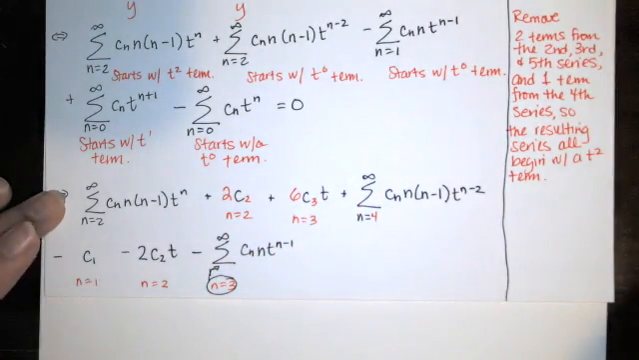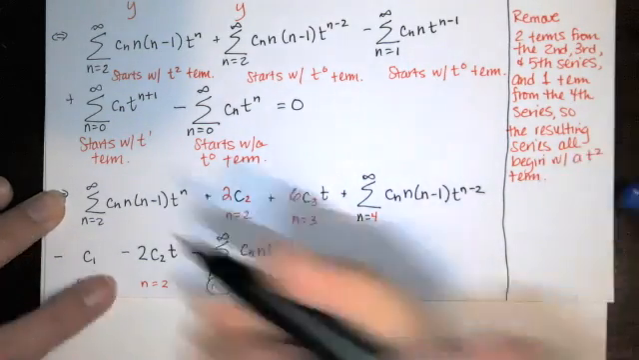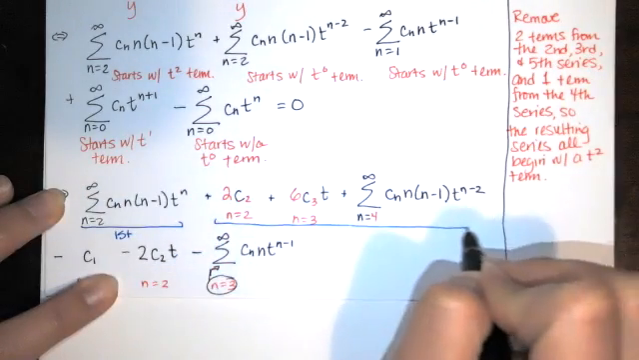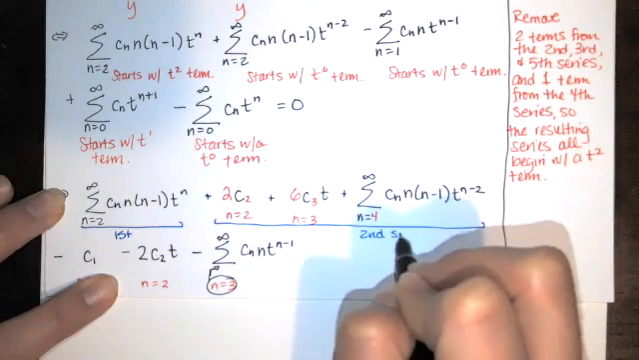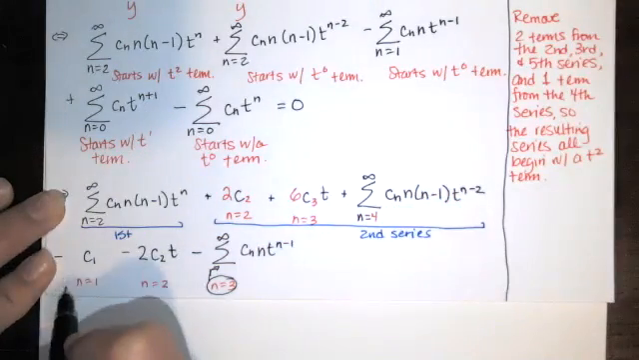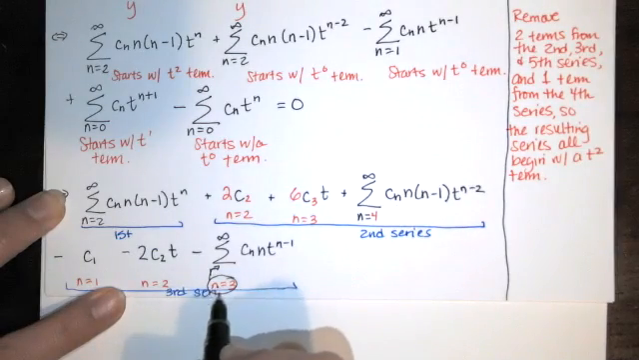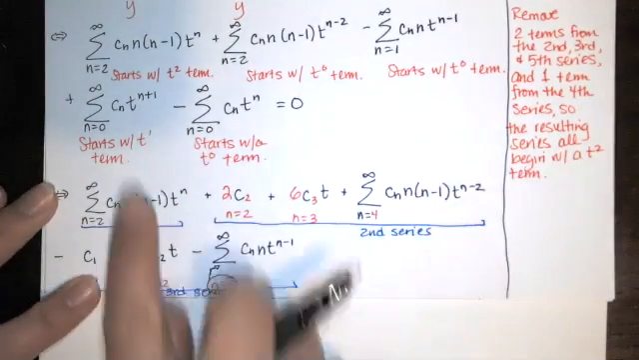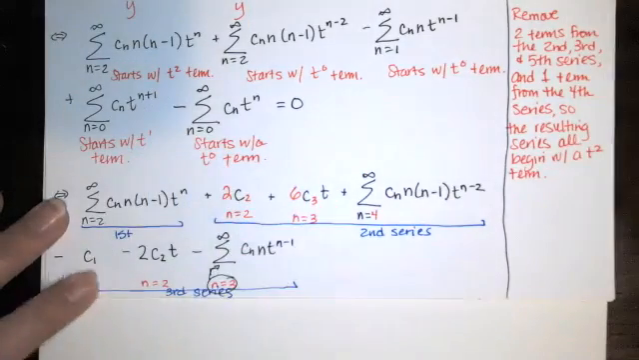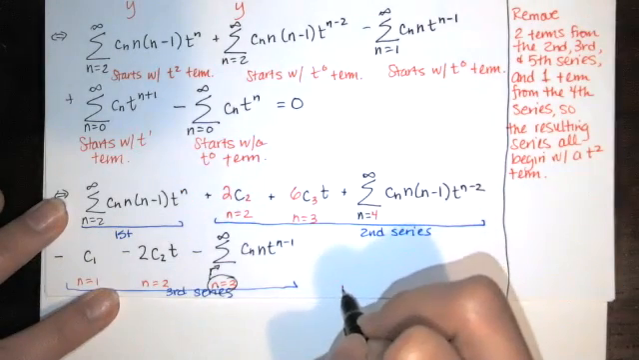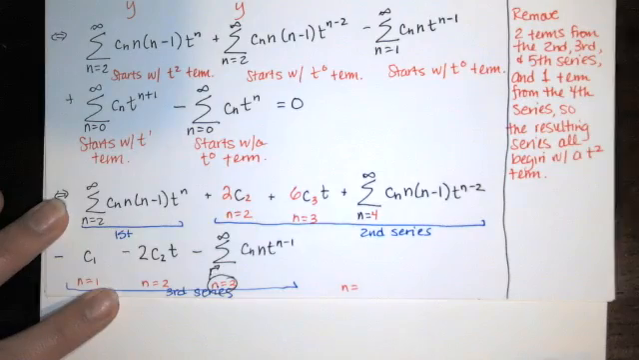So this is our first series. This is our second series that we have rewritten in this new way. This was our third series. We've got 5 of them, so we need to do the same thing to this one and this one. That's our fourth series. It starts with a t to the first term, so I just want to take out the t to the first term so that the resulting series starts with t squared.